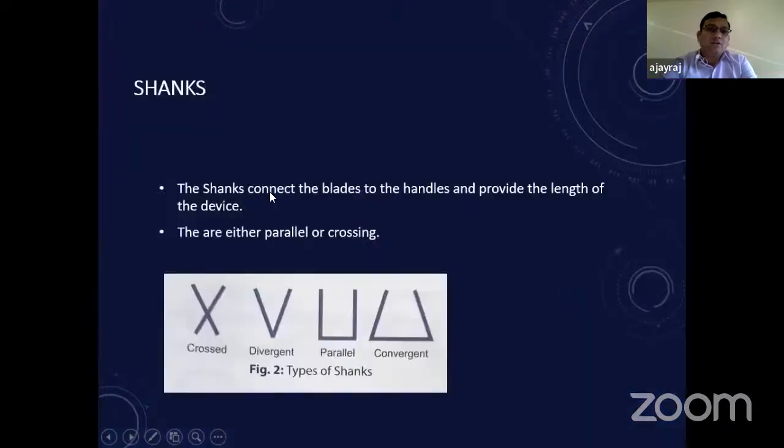Shanks. Shanks connect the blades to the handles and provide the length of the device. They are either parallel or crossing. These are the types of shanks: cross, divergent, parallel or convergent.